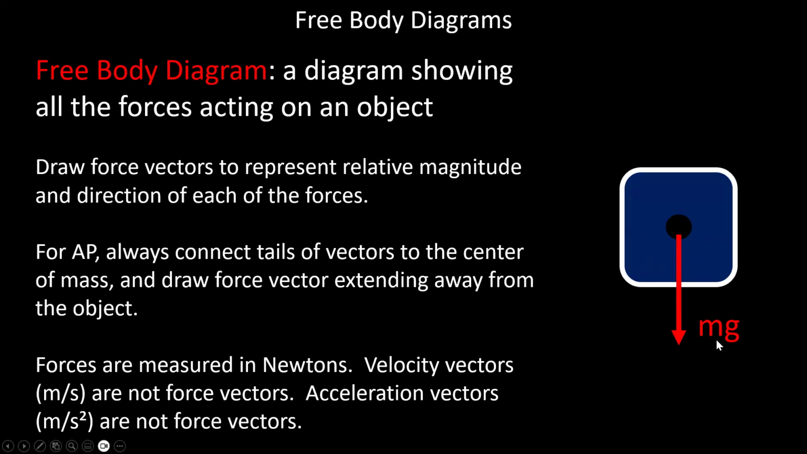Also, I've labeled this vector. I labeled this one mg. That would be the weight of the object. Remember, forces are measured in newtons. Velocity vectors, meters per second, are not force vectors. Acceleration vectors, meters per second squared, are also not force vectors, although accelerations are caused by forces, but it's a different concept. Okay, that's good.